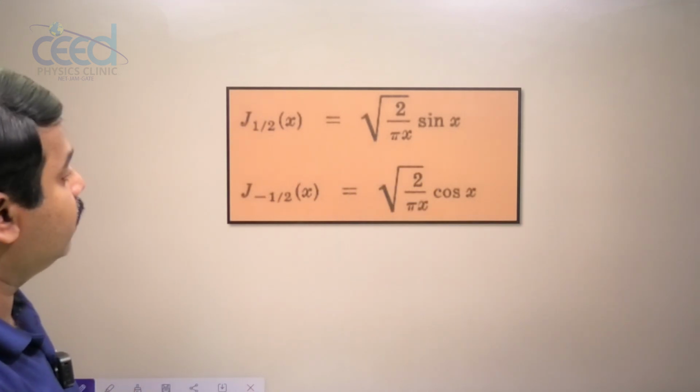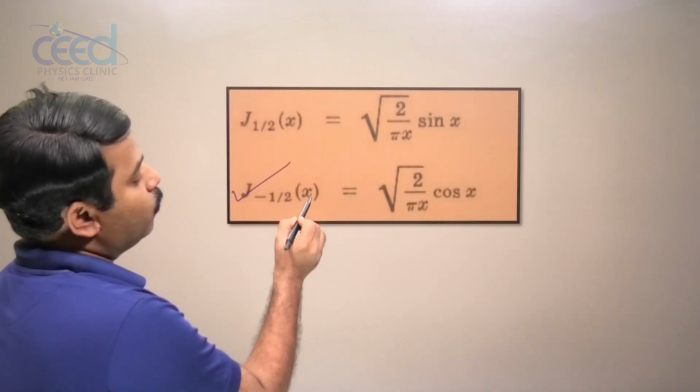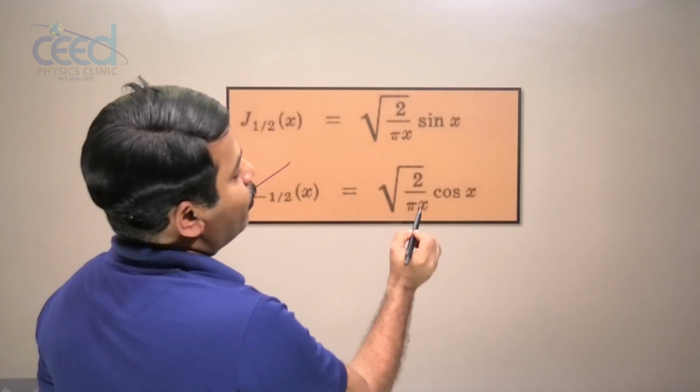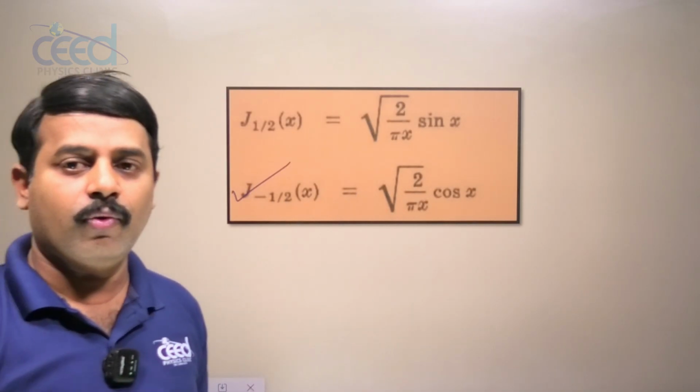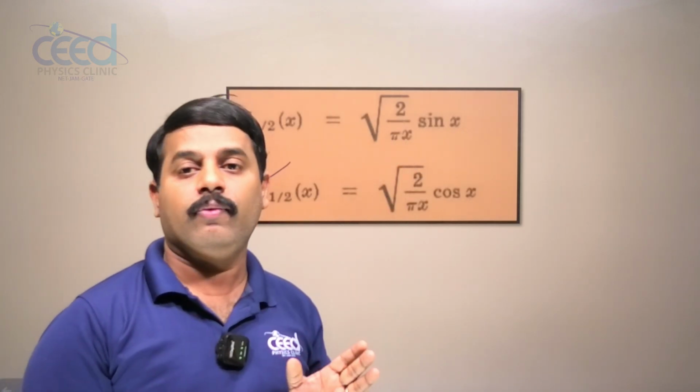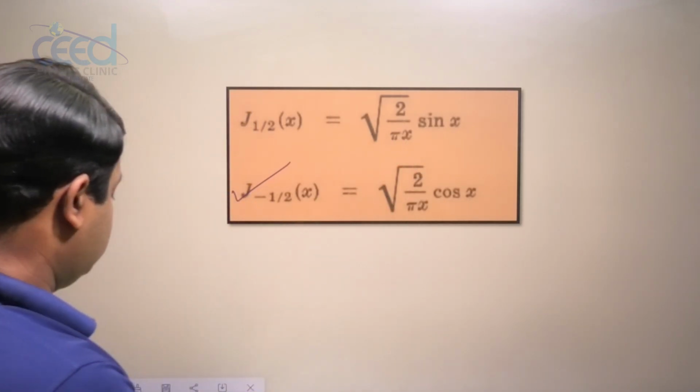See, so we can clear this, J_{-1/2}(x) is equal to root(2/(pi x)) into cos x, alright. These two results are also very important, am I right? Alright.